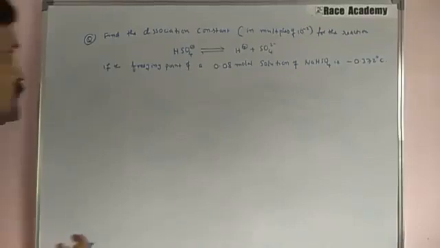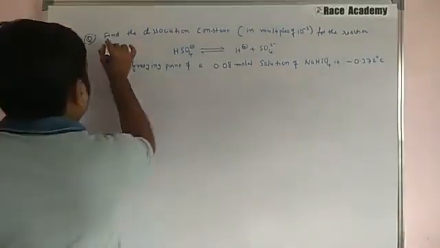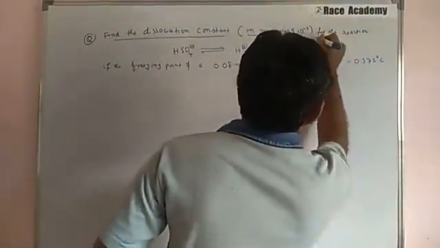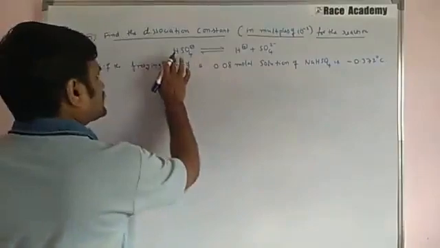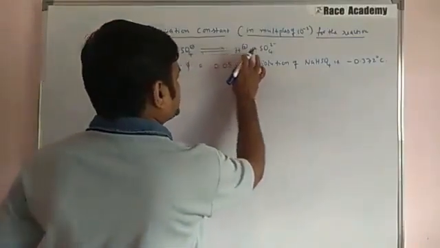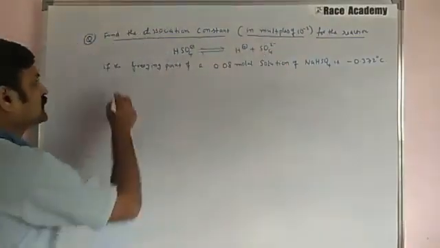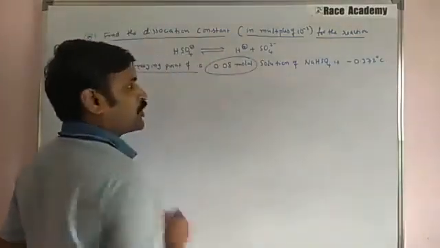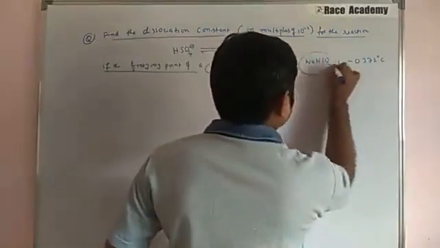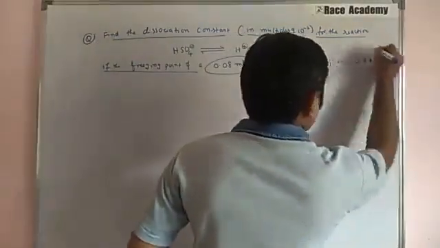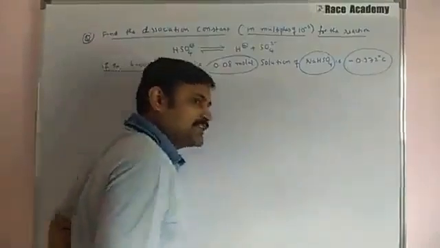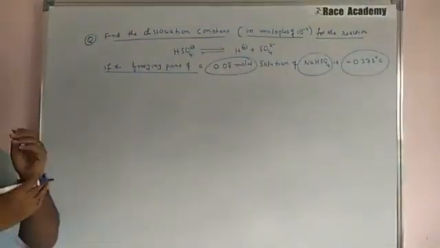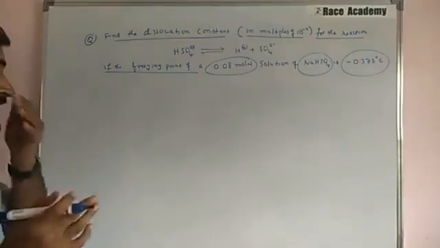Let us see this question. Find the dissociation constant in multiples of 10 power minus 2 for the reaction HSO4 minus gives rise to H plus plus SO4 2 minus, if the freezing point of 0.08 molal solution of sodium bisulfate is minus 0.372 degrees Celsius.